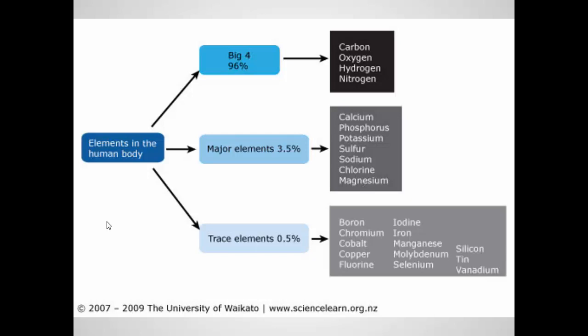So if we look at, what are the elements that compose a human? The ones we just named: carbon, oxygen, hydrogen, nitrogen. Those are about 96% of the composition of a human. Then these other elements compose another 3.5%: magnesium, chlorine, sodium, sulfur, potassium, phosphorus, calcium. And then the trace elements, of which there are small amounts in here.